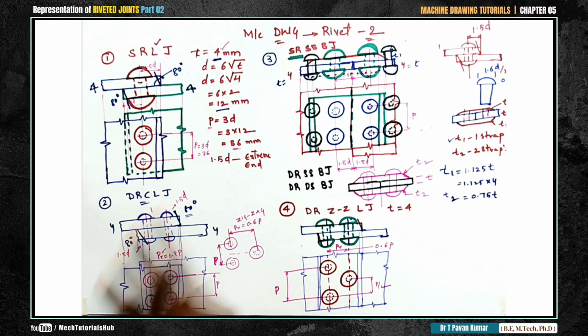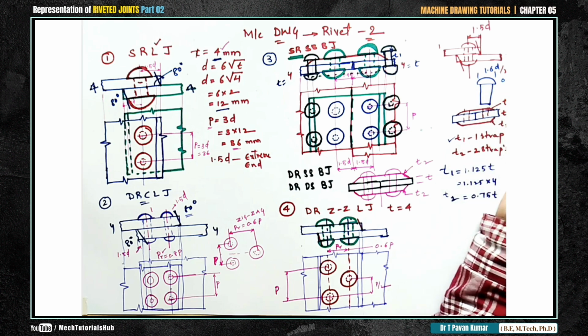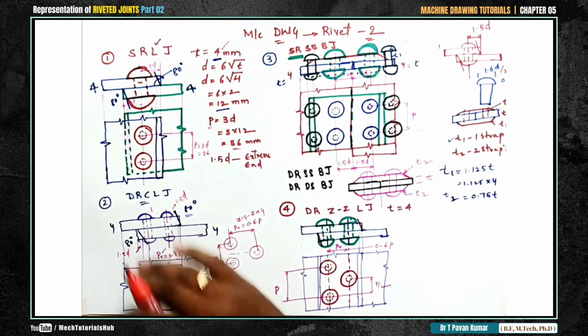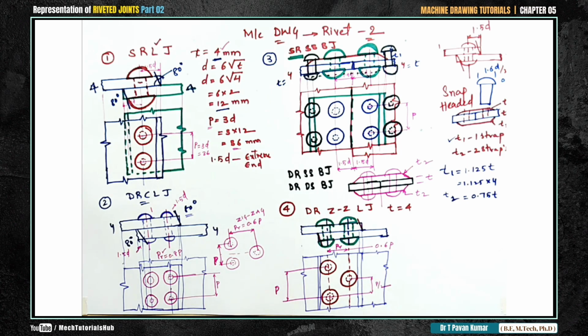Fine. So this is how we will try to draw the representation of all the drawings. Only thing is we need to remember whether you are dealing with snap head or what. Here the dimensions and specifications I have used are for the snap headed one. Now quickly we'll have a look at the hatching part.